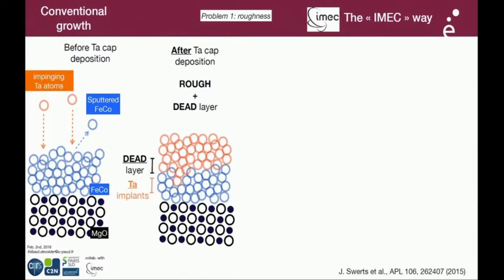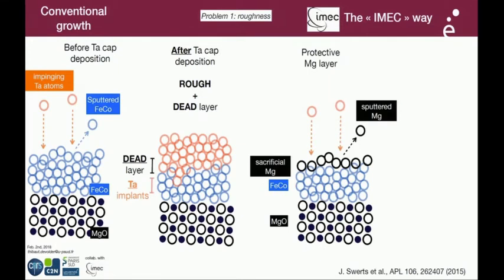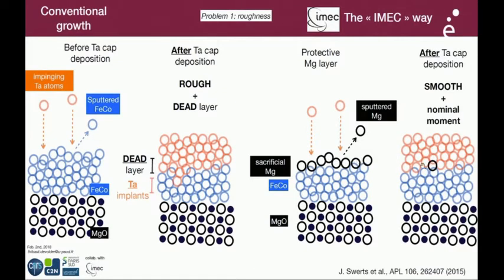So the method that was developed here by Johan Zwert and co-workers was to deposit a sacrificial Mg layer. The idea is that it's light atoms, so they are easily sputtered away when you deposit the tantalum. And if you put the correct quantity of Mg atoms, at the end of your deposition, you've removed all of them, or almost all of them, and so you have no dead layer. So you recover the nominal magnetic moment and a rather smooth interface.